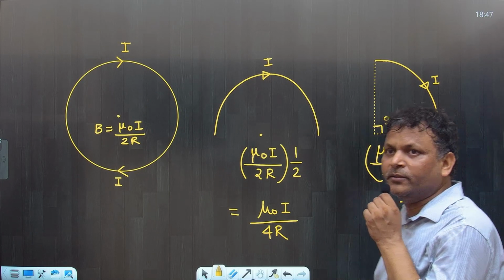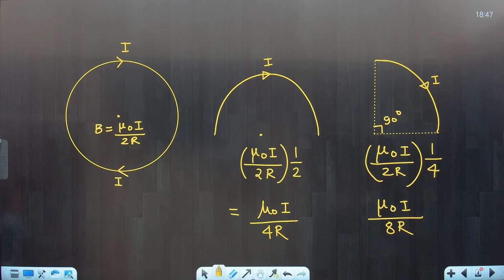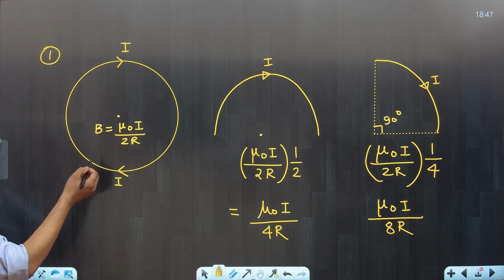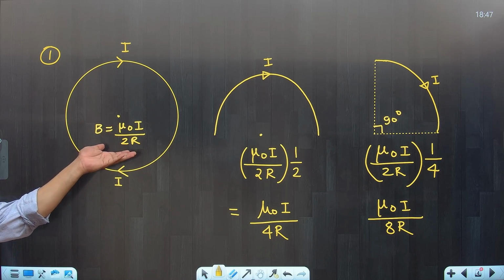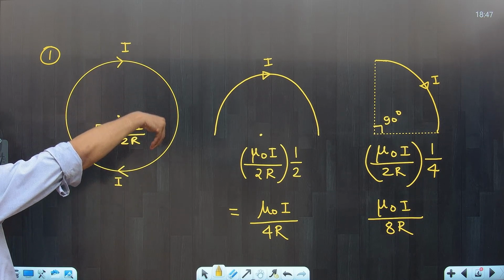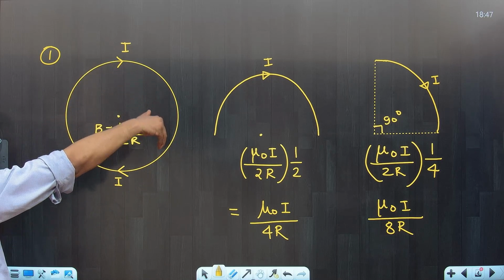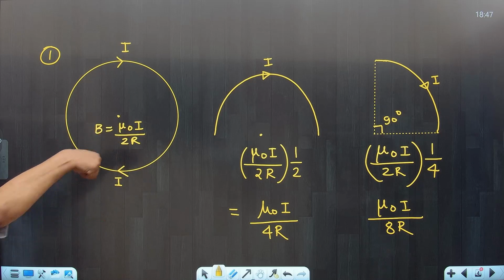Problem number 1. Here is a complete circular ring, and current flowing in this is I. You want to calculate magnetic field at center. Obviously you will learn the formula, it is mu naught I by 2R. How can you get the direction? Take your right hand and curl your right hand fingers along the sense of current. Your extended thumb will give you the direction of magnetic field.